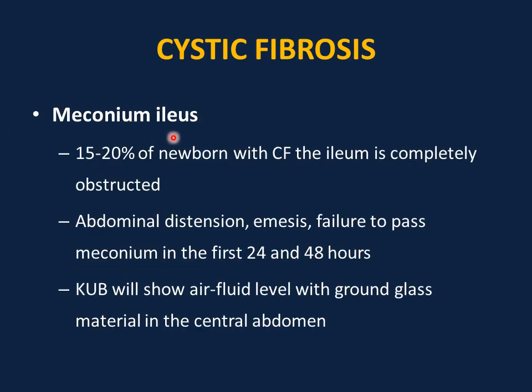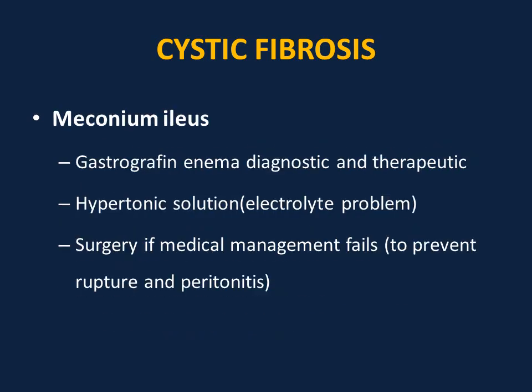Meconium ileus is the most common GI presentation in a newborn after birth. So they are born with meconium ileus, or failure to pass meconium in the first 48 hours, and associated symptoms. In 15 to 20% of newborns with cystic fibrosis, the ileum is completely obstructed. They present with abdominal distension, emesis, failure to pass meconium in the first 24 to 48 hours. KUB in this case will show air fluid level with ground glass material in the central abdomen.